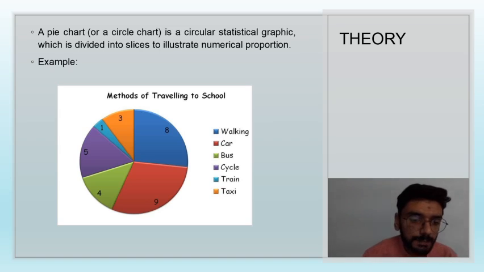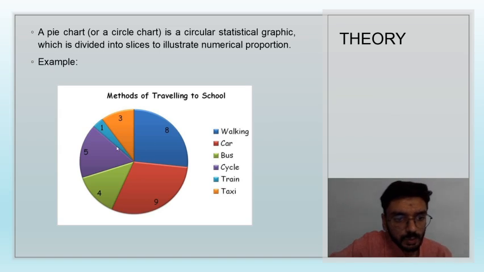So the first is represented by blue color, 9 is represented by red color. So 9 represents car. Let us suppose these are the total number of students in the school. Out of them, 9 go to school by car, 8 of them walk, 3 of them go by taxi, 1 of them goes by train, and 5 of them go by cycle. So these are the different methods of traveling to school as represented in the pie chart.